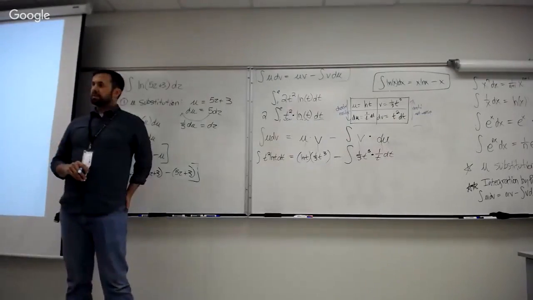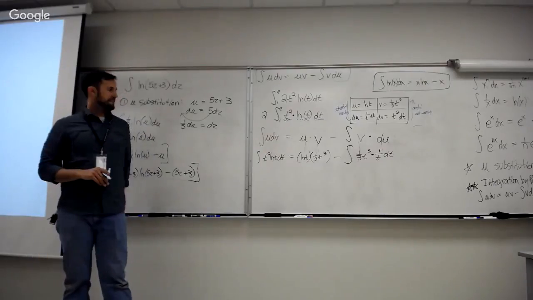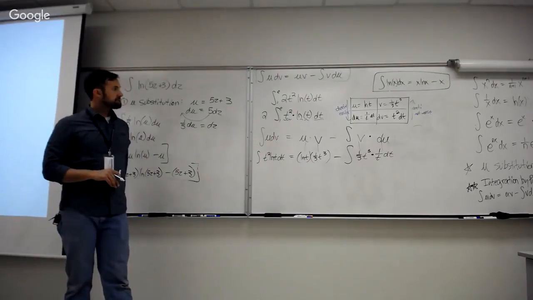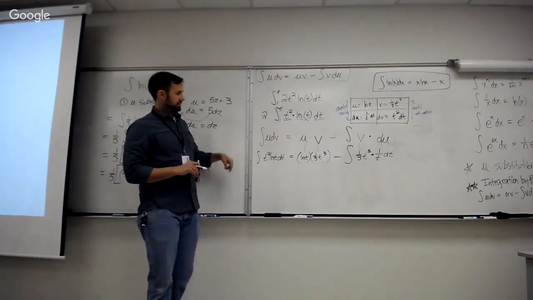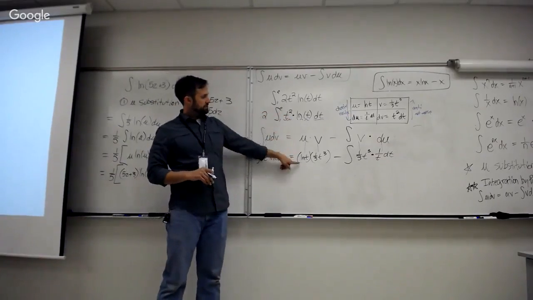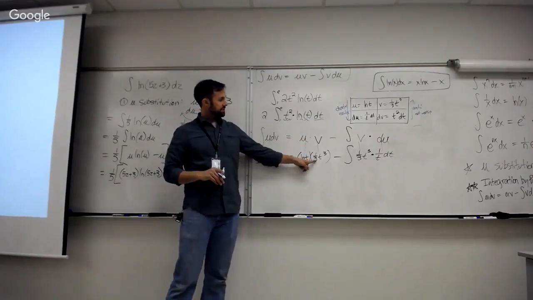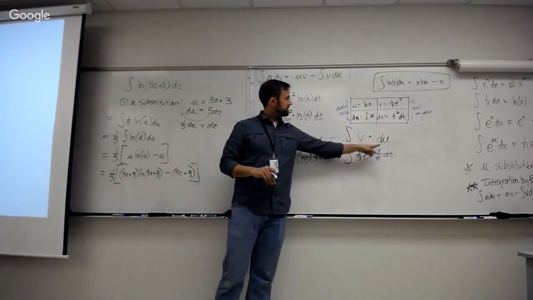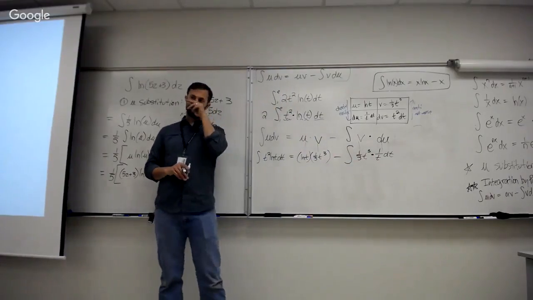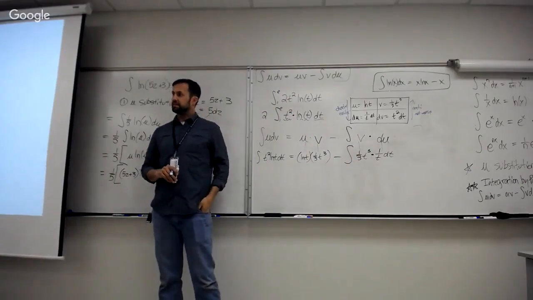Did we plug all that into the formula correctly? u was natural log t, v was 1/3 t cubed, and du was 1 over t dt. Is that what everybody got?